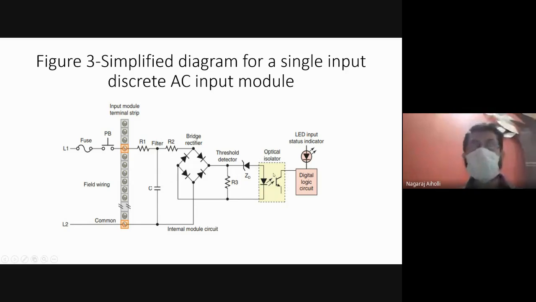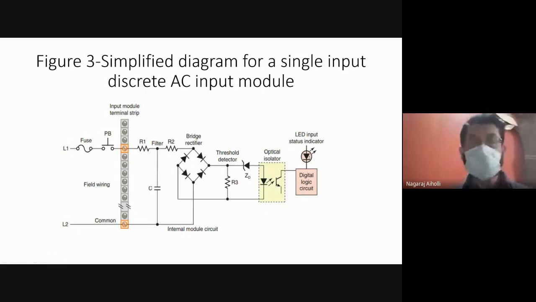So this is a phototransistor that we are seeing here on the right side. See the name, phototransistor. Photo means light, and light energy is converted into electrical energy. When the light falls on this phototransistor, it starts to conduct, and the light energy is converted into electrical energy. That electrical energy is applied to this LED through this digital logic circuit, and the LED is turned on.